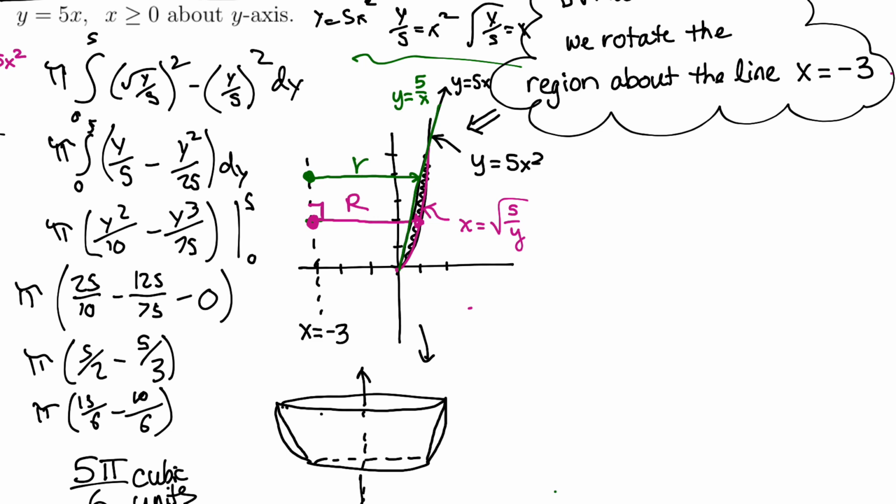And so if I just want to set up my problem, I'm integrating from 0 to 5 with respect to the y-axis, pi times my bigger radius, and my big radius is square root 5 over y, right? My big radius is defined by the right curve, square root 5 over y, minus my left curve, which is negative 3. Or in other words, it's square root 5 over y plus 3 squared.